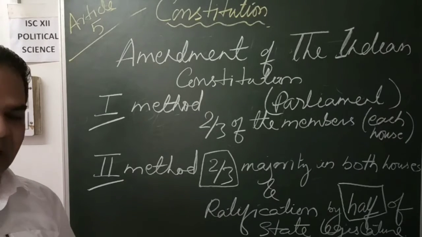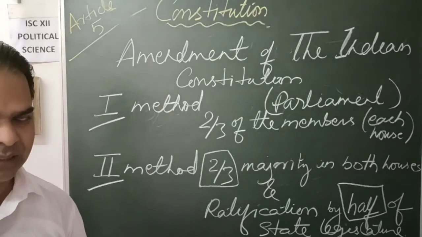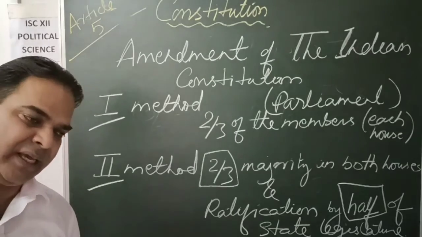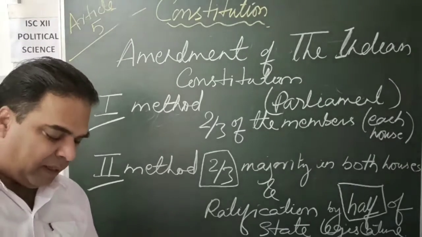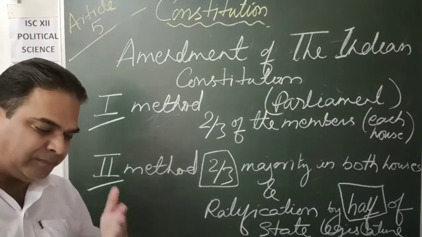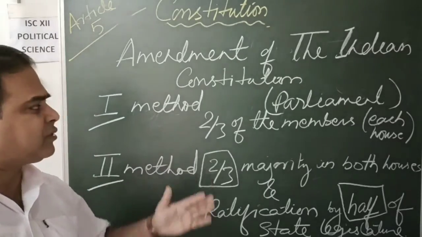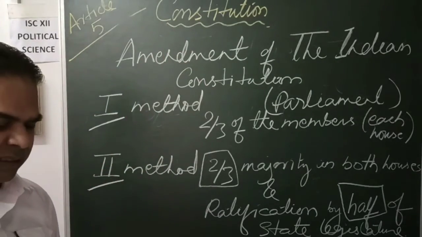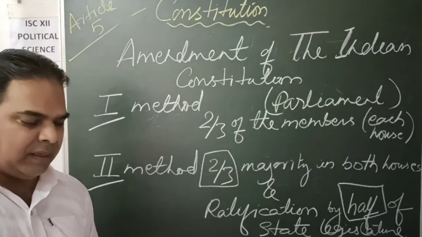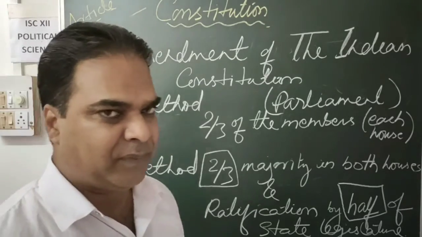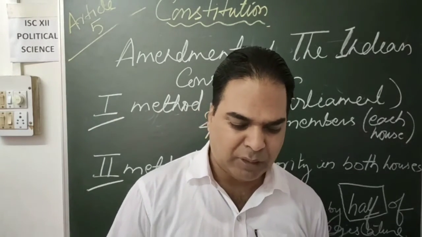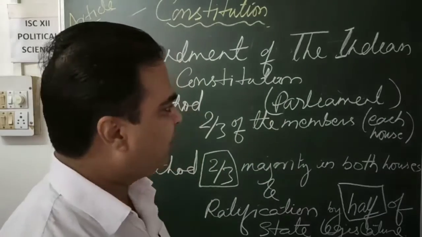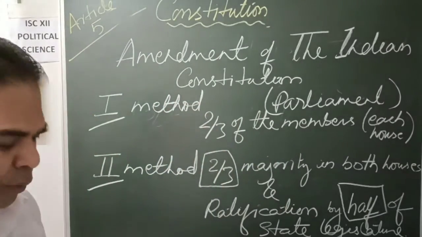And the provisions of Article 368. Whatever is the provision in Article 368, there both the houses need to be involved. Now the first method, which is done in a very simple way, by simple majority of both the houses. So which are the provisions? Once again I have given it over here. You go through it once.